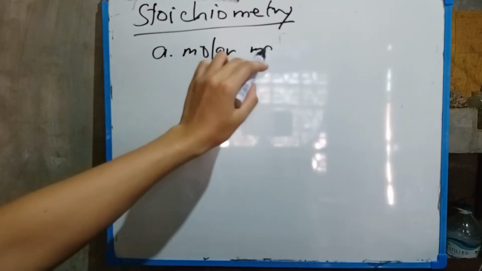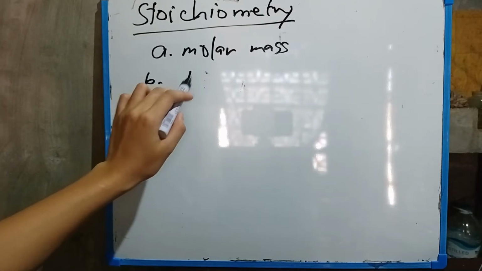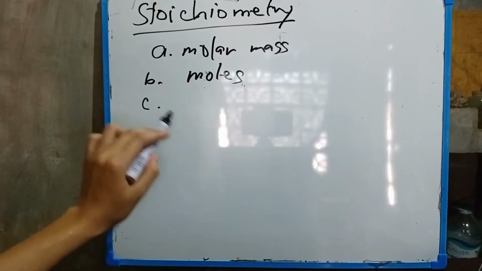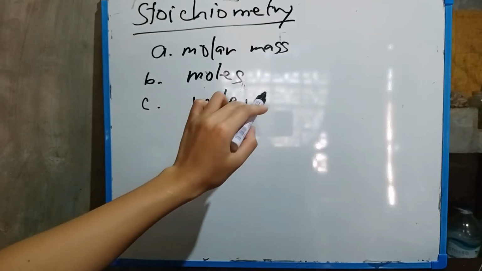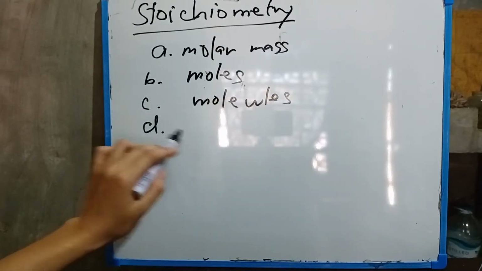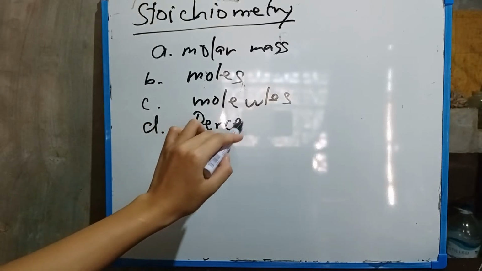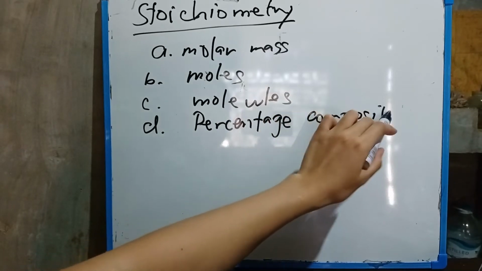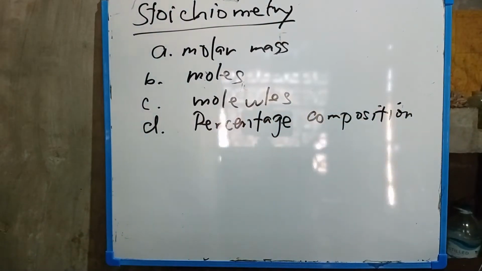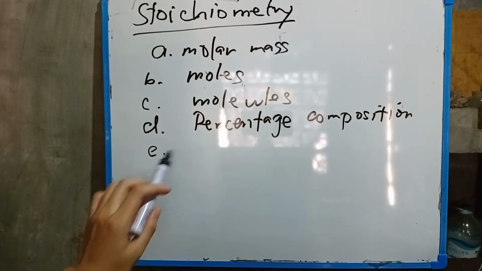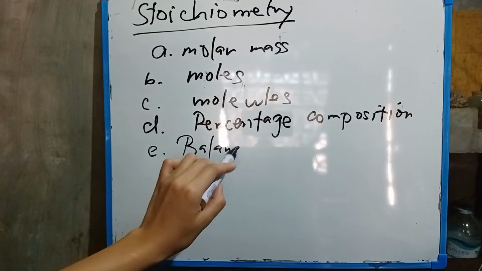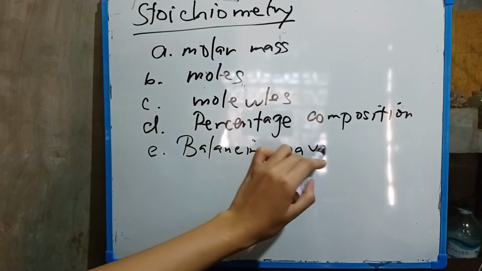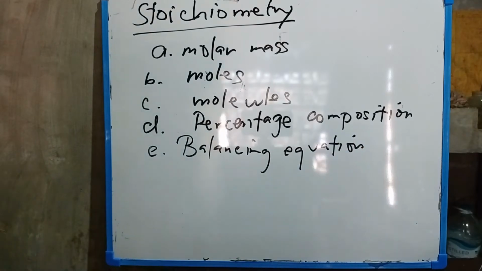Molar mass, second is the moles, third is the molecules. Actually, there is also the percentage composition. So this is the fourth, and after that we will go to balancing equations. First we will discuss the molar mass, moles, and the molecules.